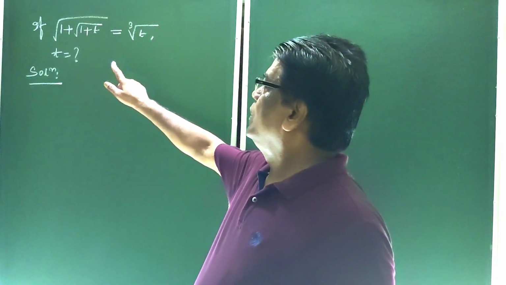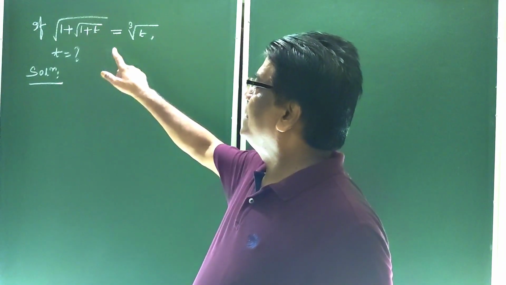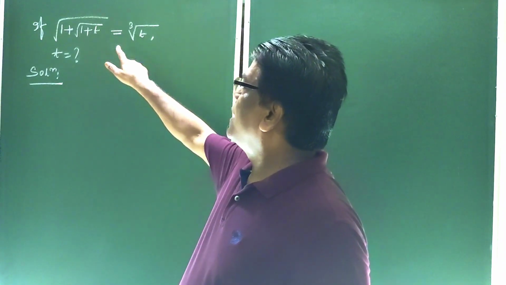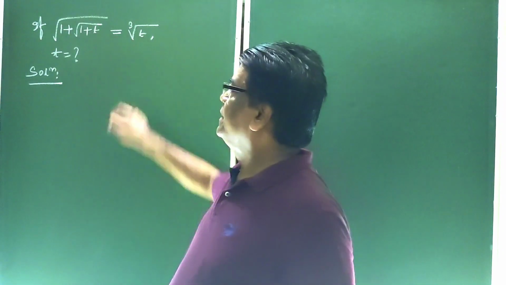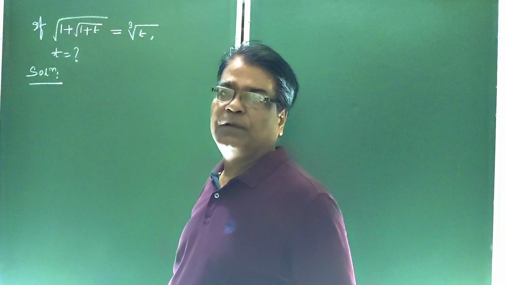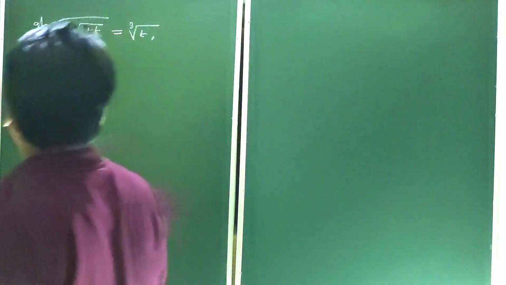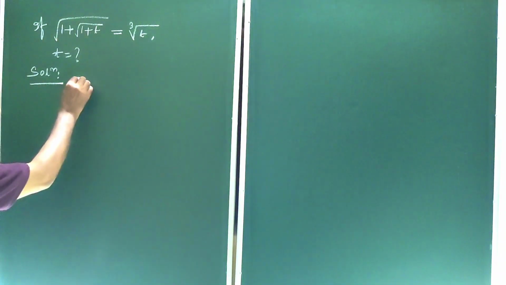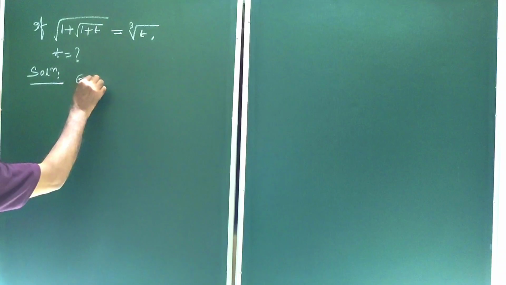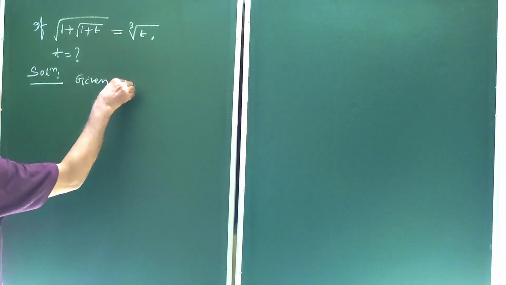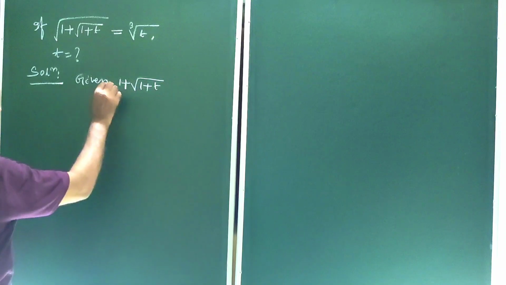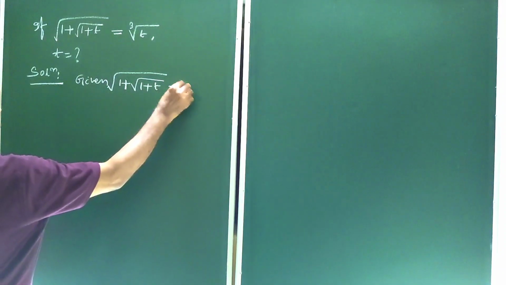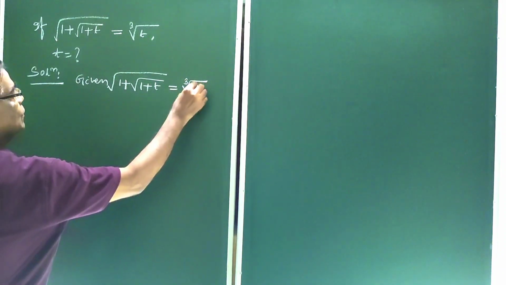If √(1 + √(1 + t)) is equal to the cube root of t, then what is the value of t? Now, solution. Given: √(1 + √(1 + t)) is equal to the cube root of t.